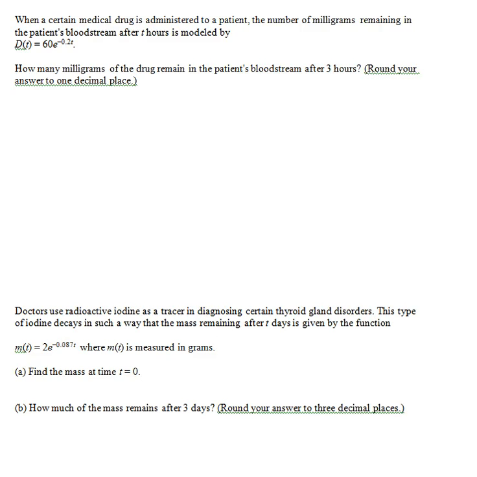When a certain medical drug is administered to a patient, the number of milligrams remaining in the patient's bloodstream after t hours is modeled by D of t equals 60 times e to the negative 0.2t. How many milligrams of the drug remain in the patient's bloodstream after 3 hours? So we are wanting to compute D of 3, and we're going to round the answer to 1 decimal place.